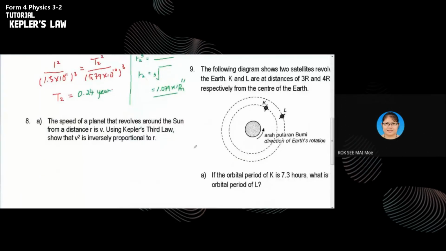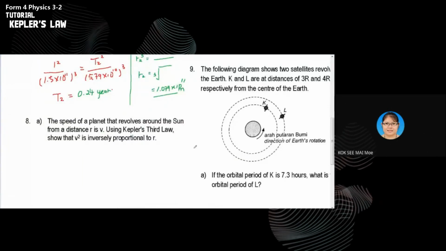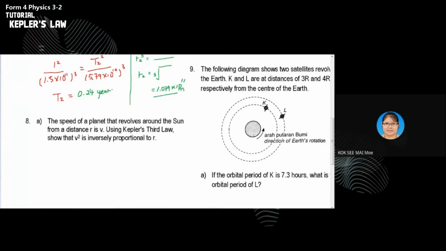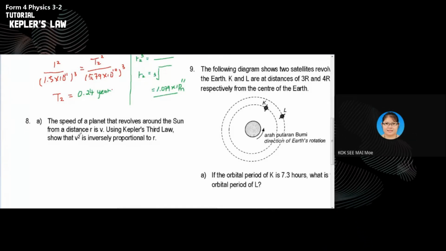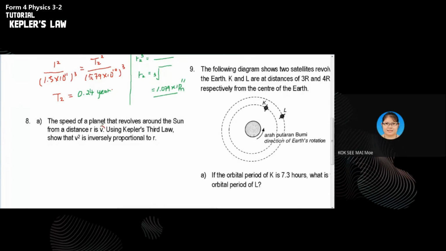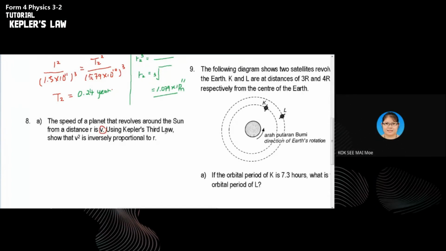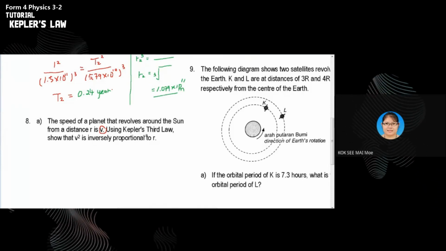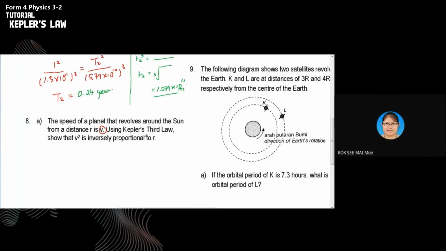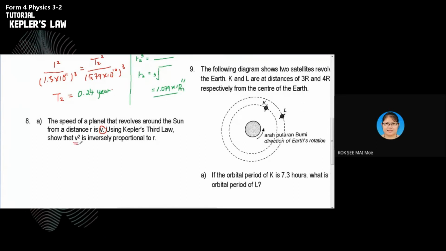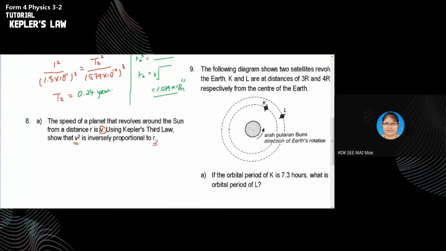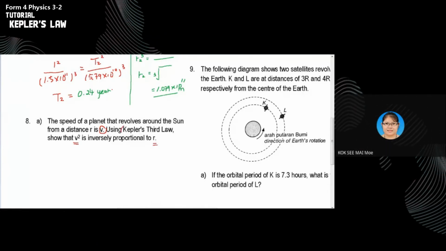Okay, then following is question 8. Okay, let's see question 8. Speed of the planet that revolve around the sun from the distance r is v. Okay, using Kepler's law, show that v square is inversely proportional to r. Okay, they just want you to show the relationship of v square and r. So we need to find out what formula they got v square and r, and also using Kepler's law.